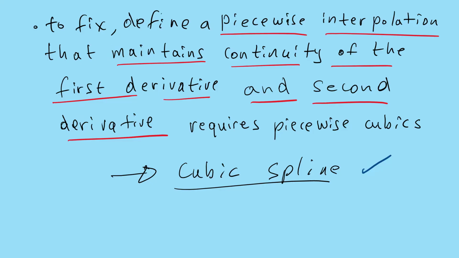This produces a curve that is smooth and visually natural while still avoiding the oscillation problems of the high order global interpolations. In the next section, we will develop the formulations of cubic splines.